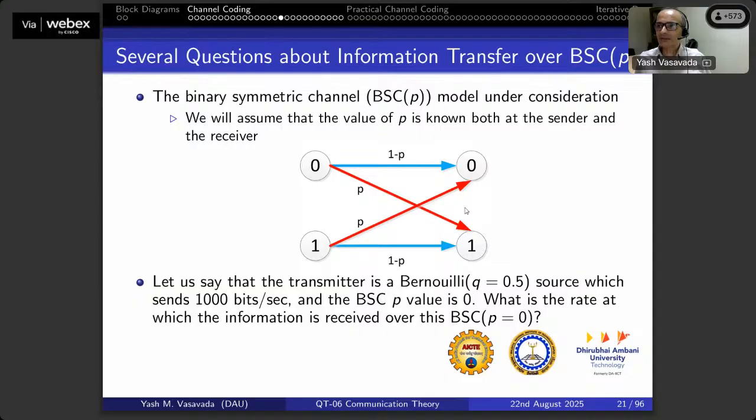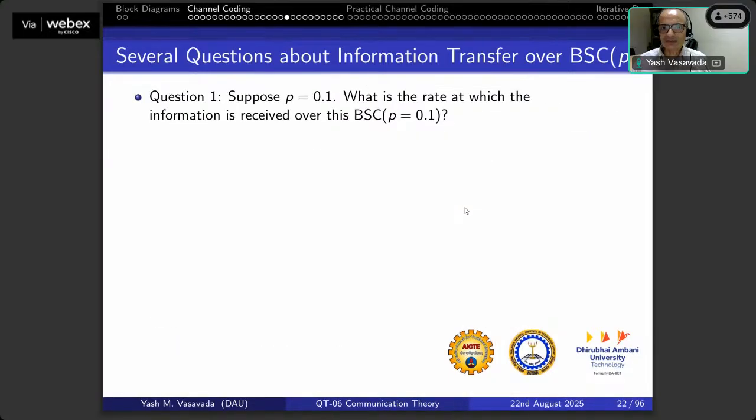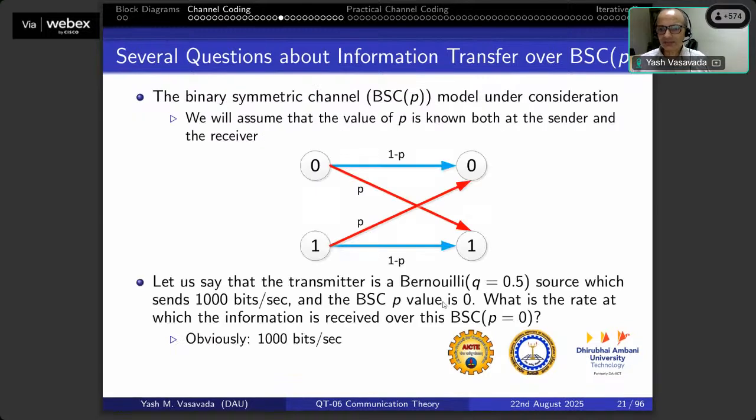Did you get the question? Yes, Venkat gives the right answer: P is 0, meaning no bits are getting flipped. If the transmitter is sending 1000 bits, the receiver will also get 1000 bits every second. Fine. Now my next question is, suppose P is equal to 0.1. In this example, I increase the value of P and make it 0.1. In that case, what will be the data rate that the receiver will be able to get accurately?